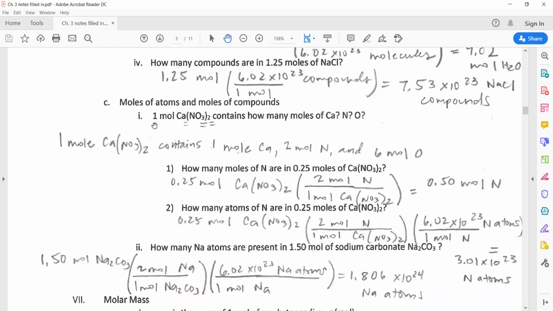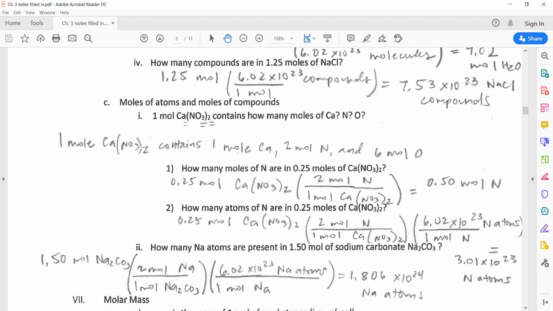Then if we understand a formula, calcium nitrate we know has 1 calcium and 2 nitrates. So here it says 1 mole of calcium nitrate contains how many moles of each of the individual atoms? It contains 1 mole of calcium, 2 moles of nitrogen, and 6 moles of oxygen. Because anytime you have a subscript outside the parentheses, you're going to distribute that through to each atom inside the parentheses. And then we can use that as a conversion factor.